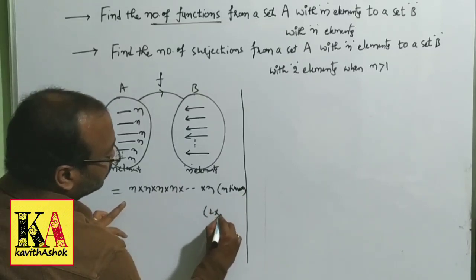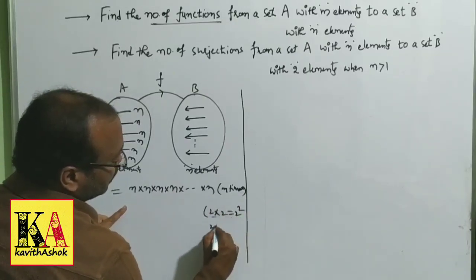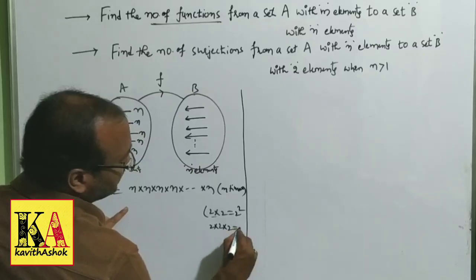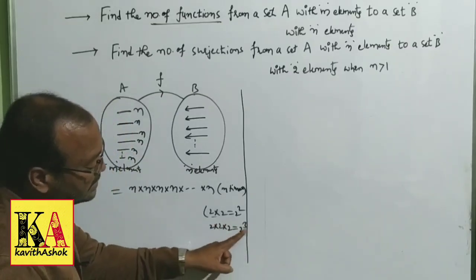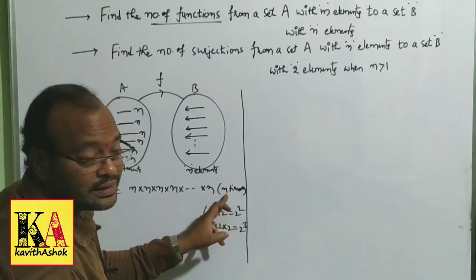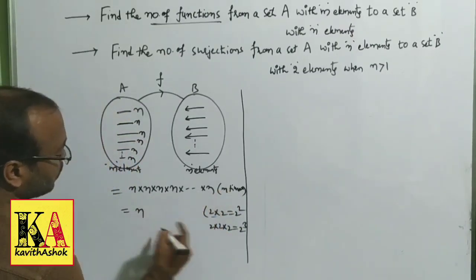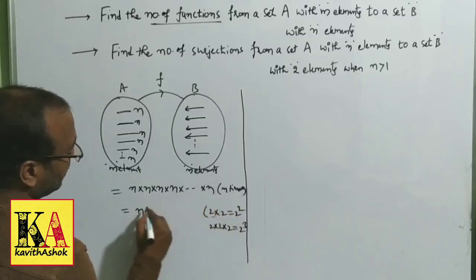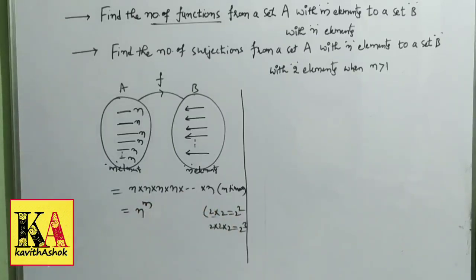2 into 2, 2 times are there, 2 square. 2 into 2 into 2, 3 times are there, 2 cube. 3 terms are there in the sense 2 cube. 2 terms are there in the sense 2 square. m terms are there here. That's why n to the power of m means 2 to the power of m.